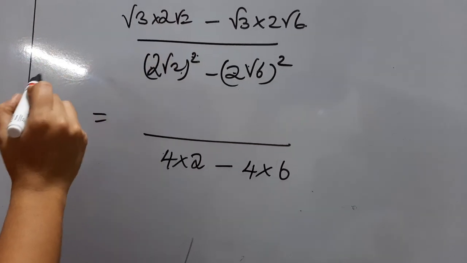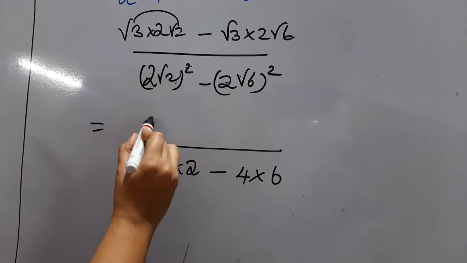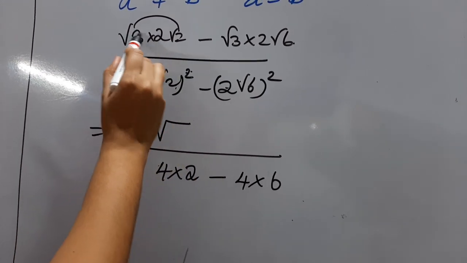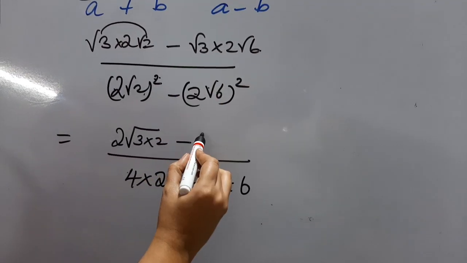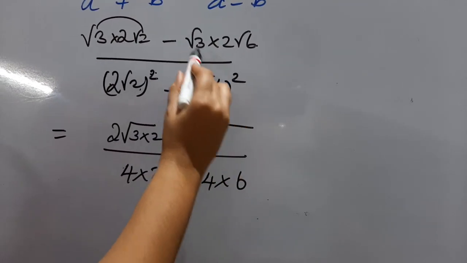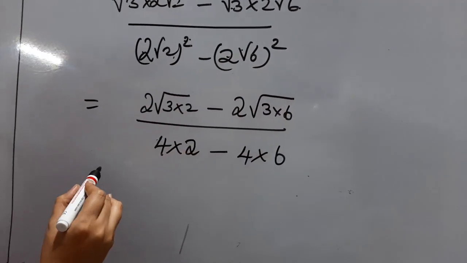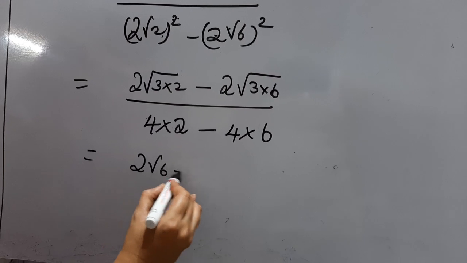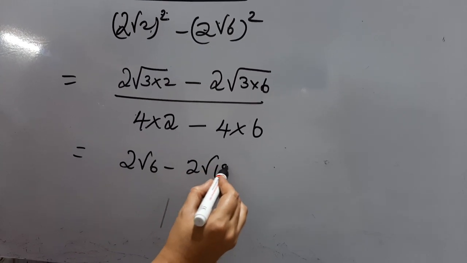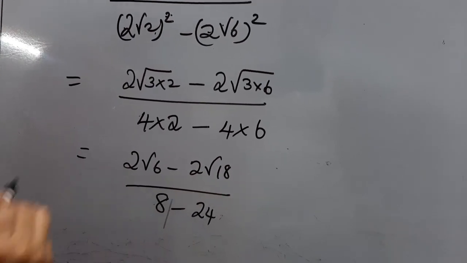Now come to the numerator. Root number and root number can be multiplied. So 2 under root 3 into 2 becomes 6 minus, here also the whole number I wrote and the root numbers can be multiplied. So that becomes under root 3 into 6. Now the next step is 2 root 6 minus 2 root 18 divided by 8 minus 24.